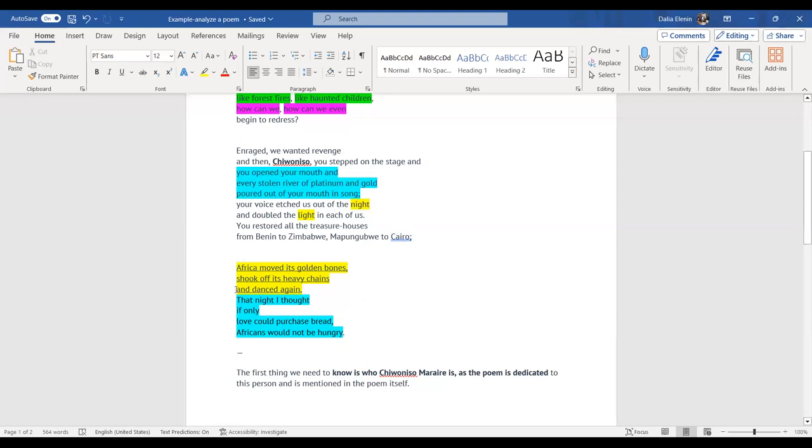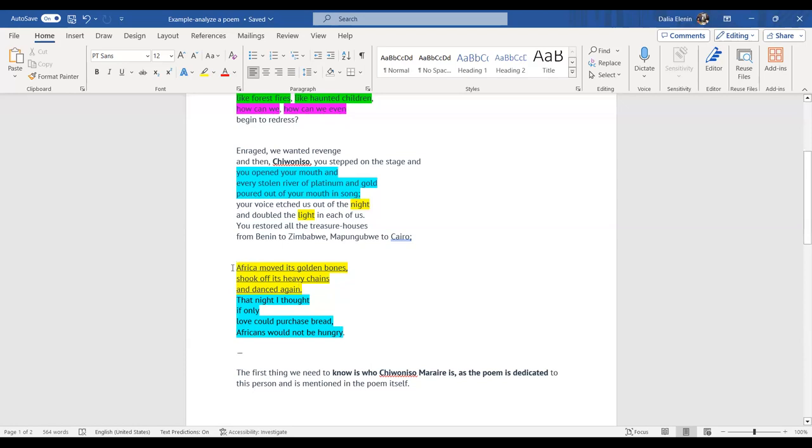What can you tell me about these yellow highlighted lines? It's a metaphor. Excellent. What kind of metaphor here? Of course, this is what we call a poetical device, but here is a more specific metaphor. It's not a general metaphor. There is a more specific poetical device here.